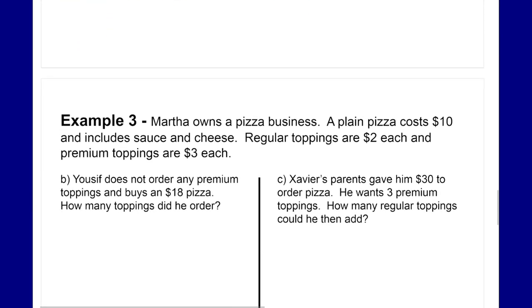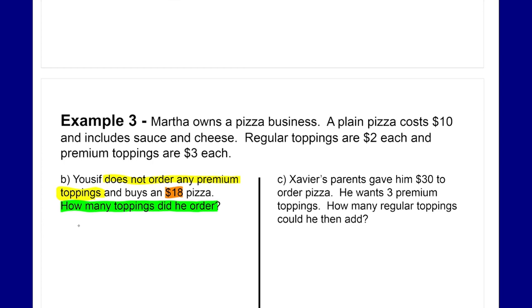So, again, same question, but now Eustace does not order any premium toppings and buys an $18 pizza. How many toppings did he order? Well, we can highlight 18. We can also highlight the question, how many toppings did he order? And we might want to add, does not order any premium toppings. That's some additional information that we might need.